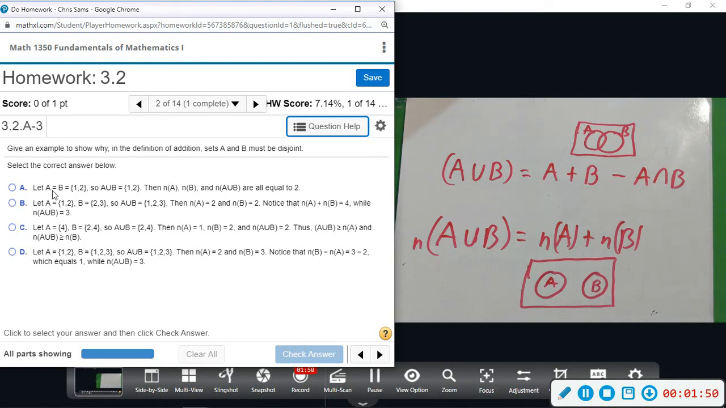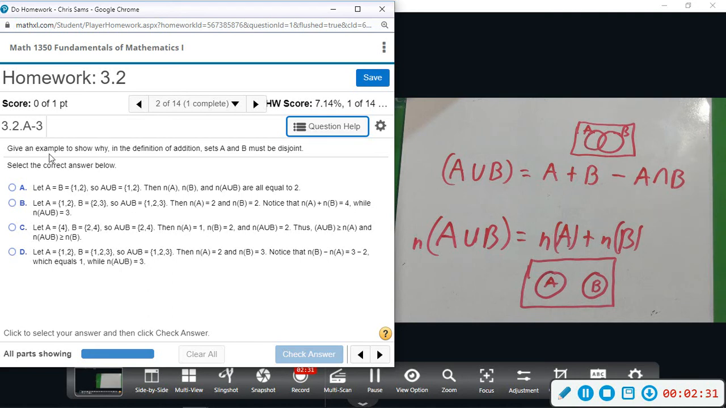A says let A equal B equal {1, 2}, so they're both the same. They're going to be overlapping, basically the same circle. That does not fit this description. B says let A be {1, 2} and B be {2, 3}. Again, they have overlap. They have something in common. This is not what we're looking for. C says let A be {4} and B be {2, 4}. So again, they have something in common. They're going to overlap. D says let A be {1, 2}, B be {1, 2, 3}. So A union B, again, they have something in common.